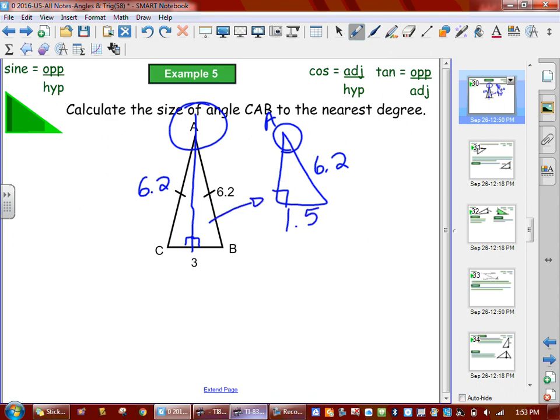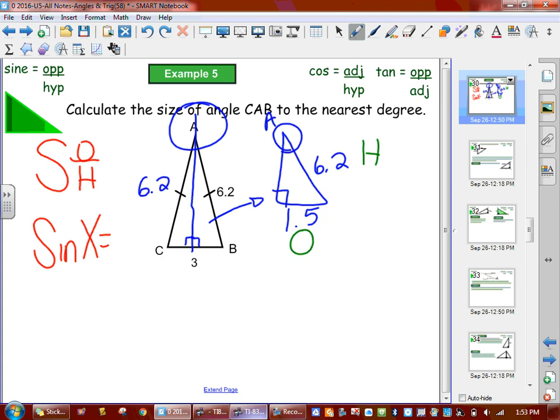I'm given H and O, so what am I going to use? SOHCAHTOA. So you're going to use SOH: sine of x equals 1.5 over 6.2. And you need to hit that second button.